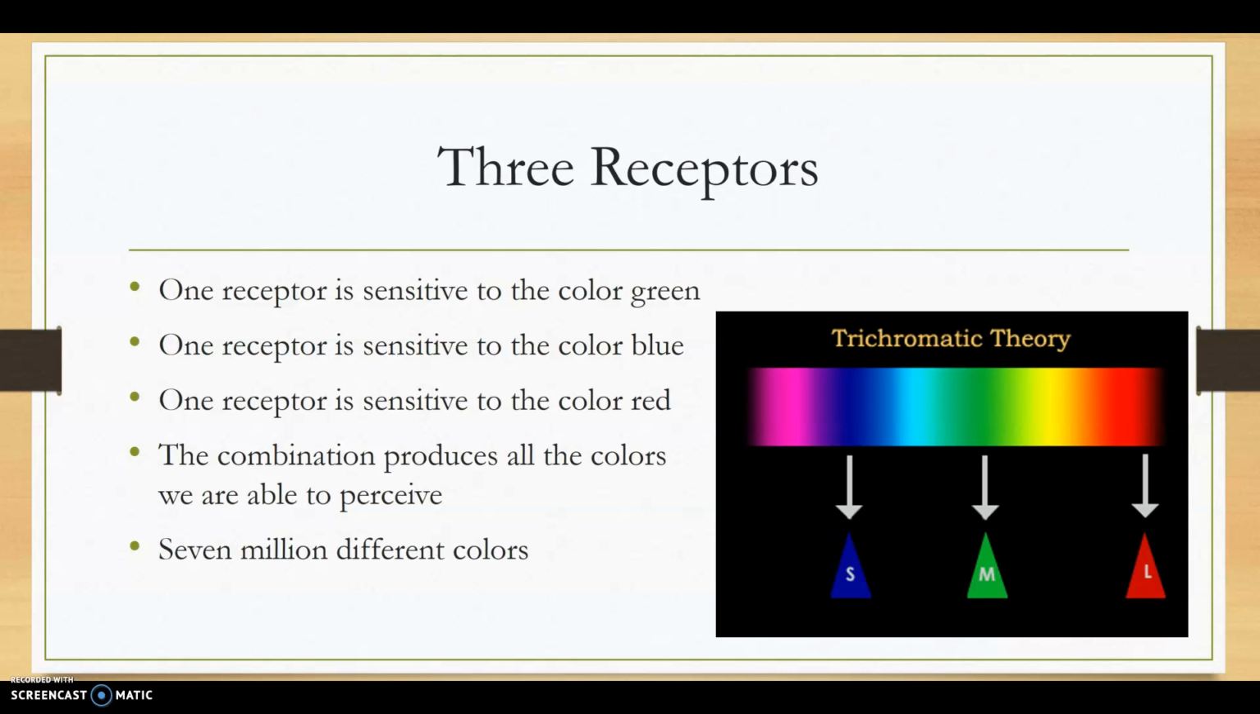And people are able to distinguish using these receptors as many as 7 million different colors.